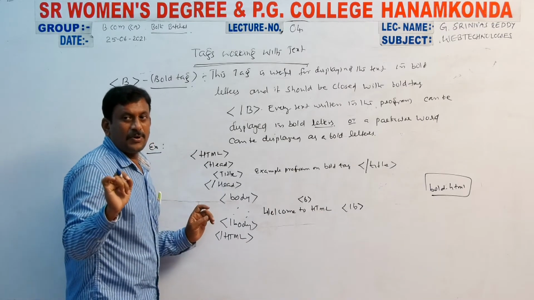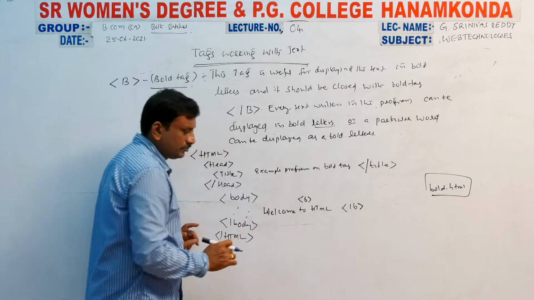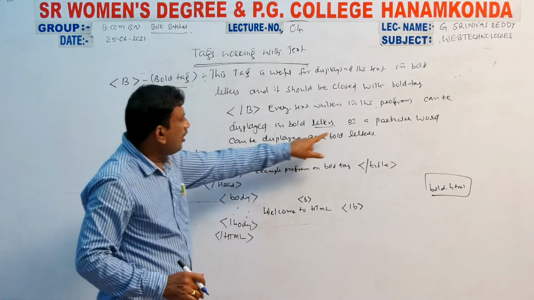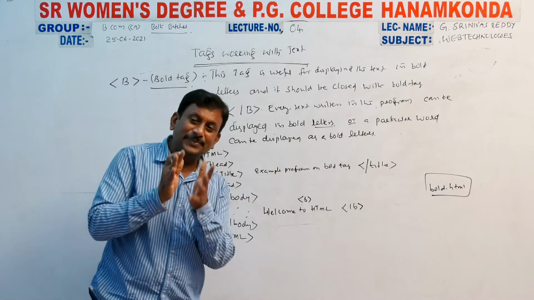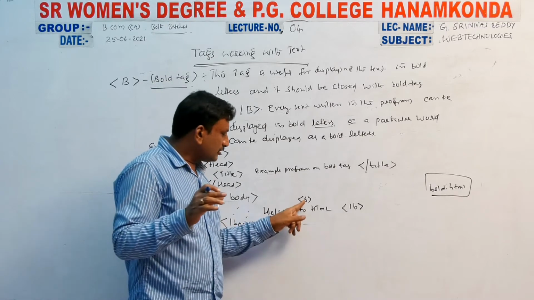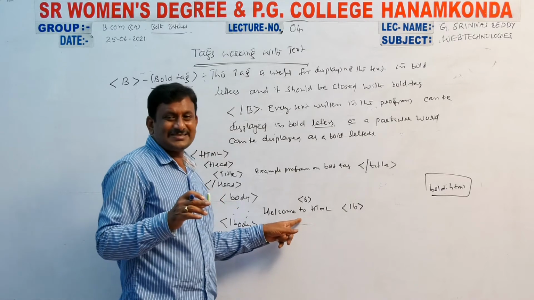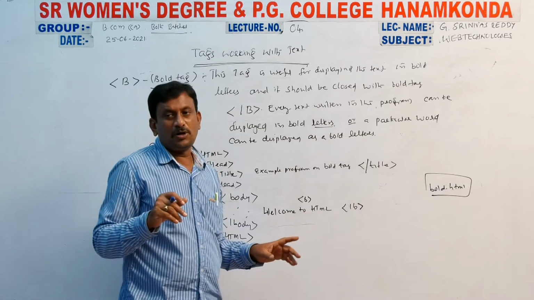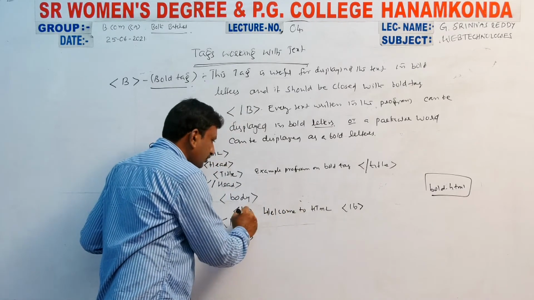B and B close is not mentioned around Welcome. A particular word can be displayed in big letters, thick letters or bold letters. Just put B and B close in between HTML. Welcome is normal, then B HTML is in bold letters. That's called a particular word. Here, B.